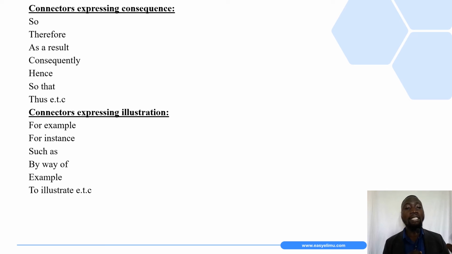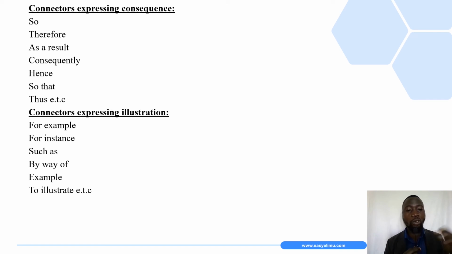Then there are also other groups having different functions, and let us look at the connectors used to express consequence. Again, in this group, we have connectors like so, therefore, as a result, consequently, hence, so that, thus, etc. Then we have connectors used to give illustration. Here we use connectors like for example, for instance, such as, by way of example, to illustrate, etc.